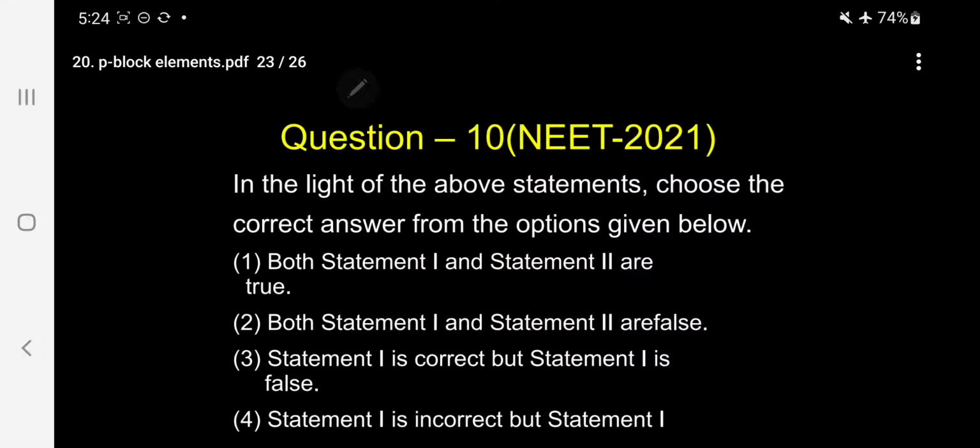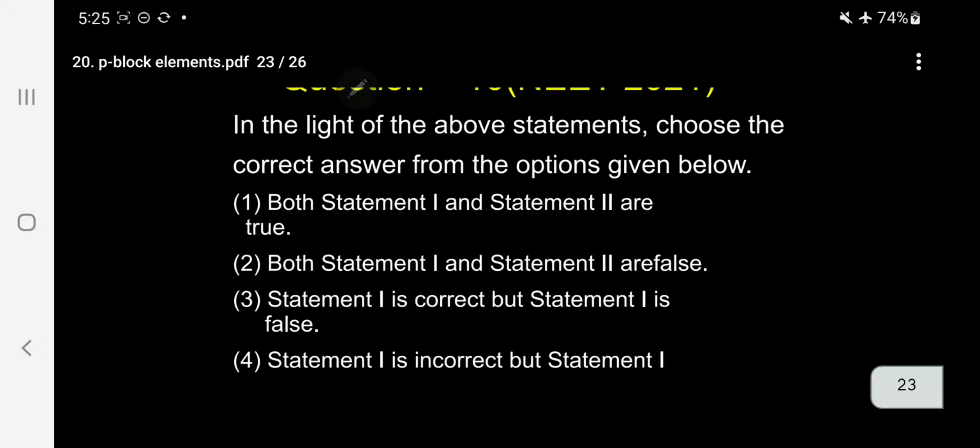In the light of the above statements, choose the correct answer from the options given below. A, both statement 1 and 2 are true. 2, both statement 1 and 2 are false. 3, statement 1 is correct but statement 2 is false. 4, statement 1 is incorrect but statement 2 is correct.